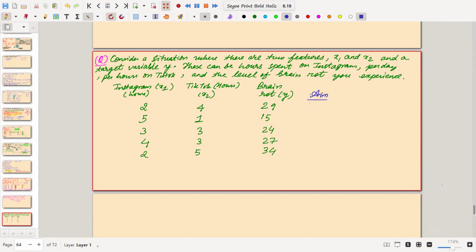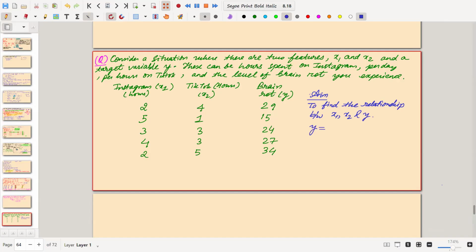Our aim is to find the relationship between x1, x2, and y. This is our aim, isn't it? I mean, how much brain rot occurs depending on the amount of hours spent on Instagram and amount of hours spent on TikTok. Okay. And we are thinking that we can do a linear relationship like for the regression line.